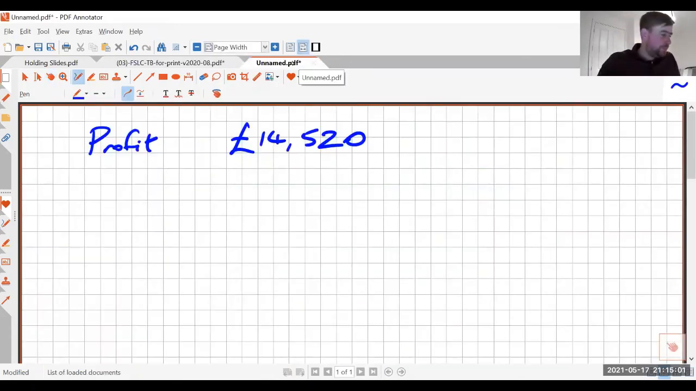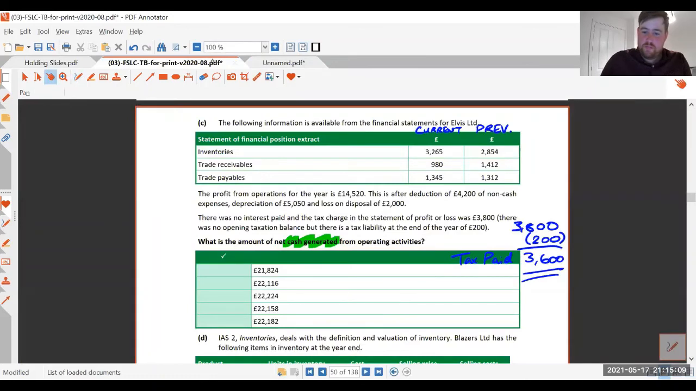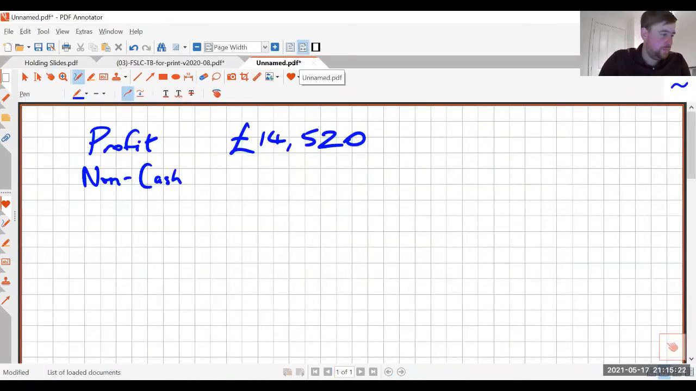Non-cash, it says this was a deduction, so we're going to need to add it back onto the profit. It's an expense, so it would have reduced the starting figure we've got. So we're going to add it on. So that's 4,200 with that one.